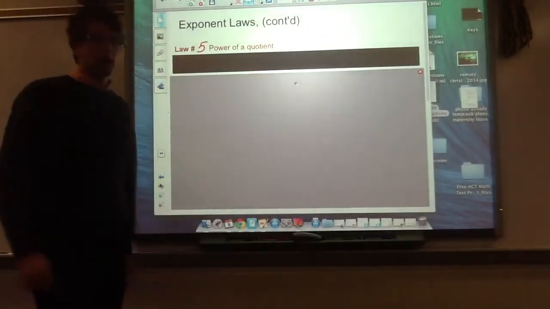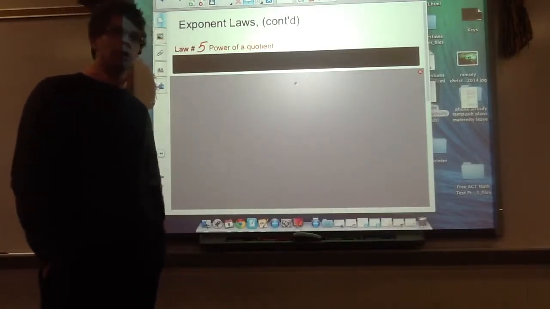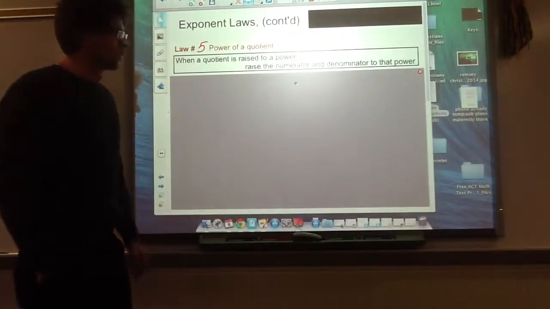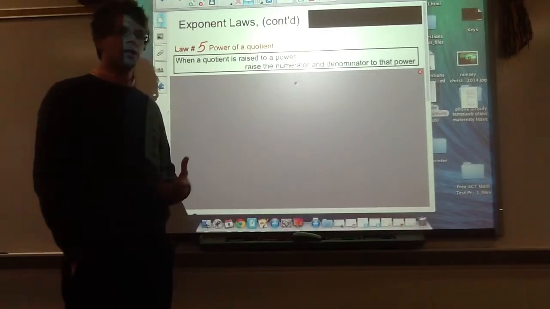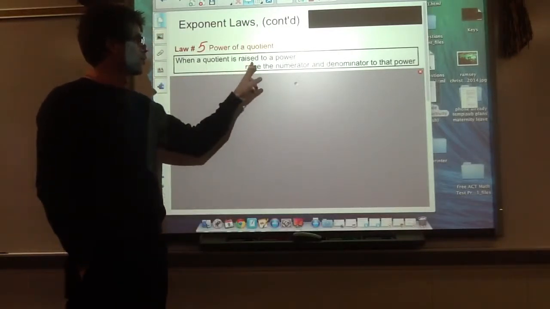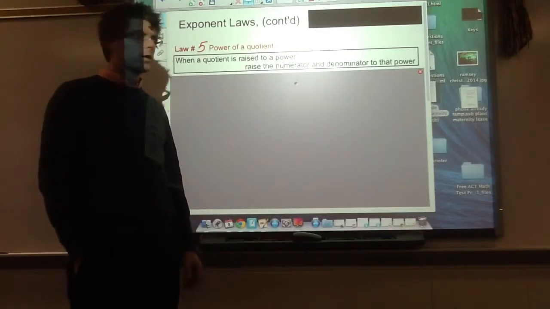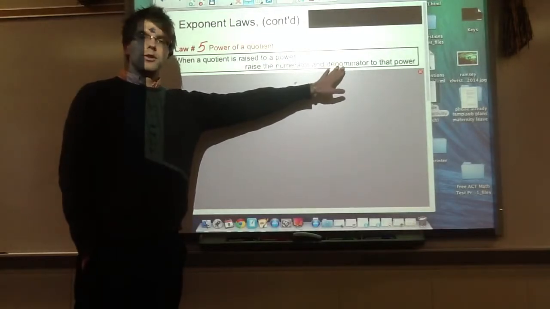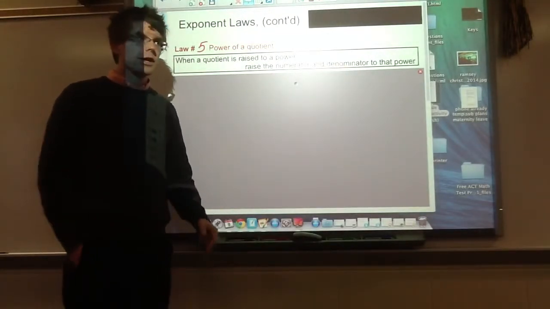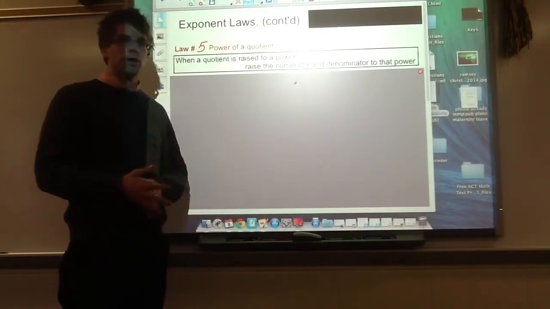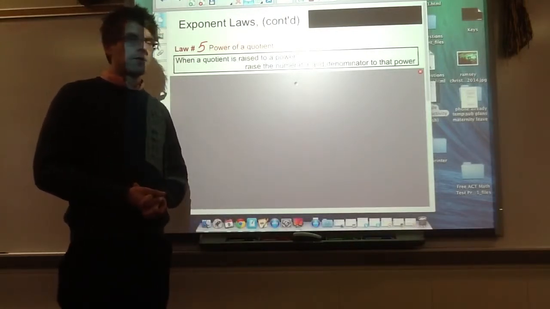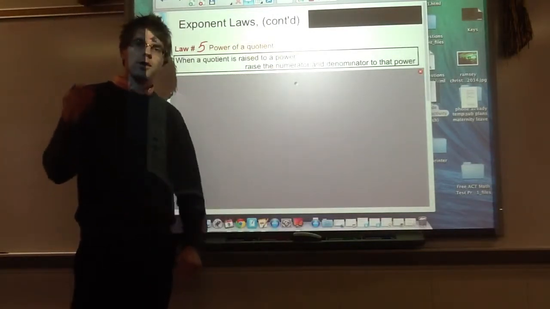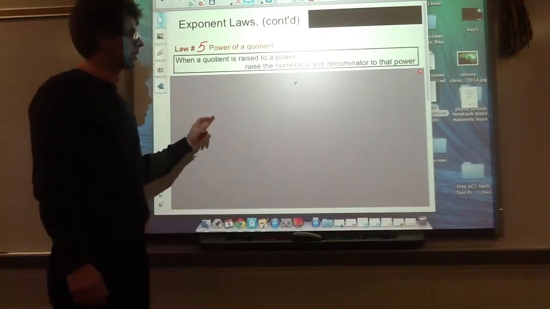So, law number 5 then is what we are looking at here, a power of a quotient. So when we have a quotient, when we have things that are being divided by each other, and they're all raised to a power, then we raise the numerator and the denominator to that power. So if you think about a quotient being a fraction of things that are being divided, you're going to put the exponent, you're going to put the power on the top part of that fraction and the bottom part of that fraction.